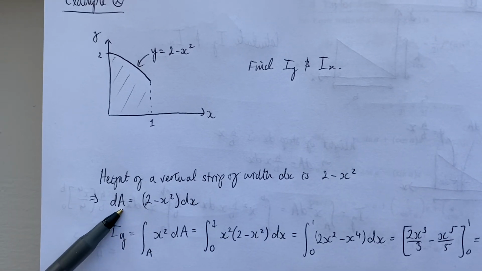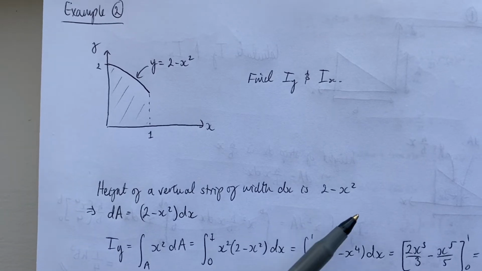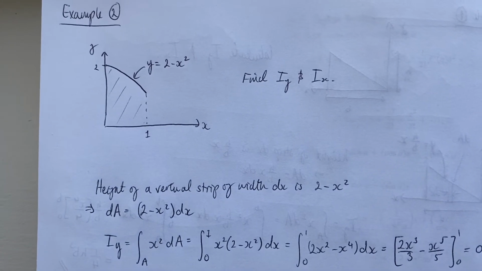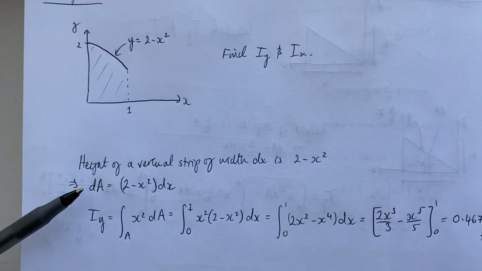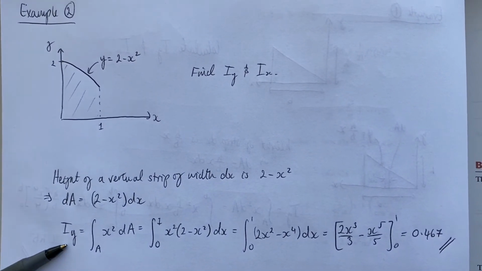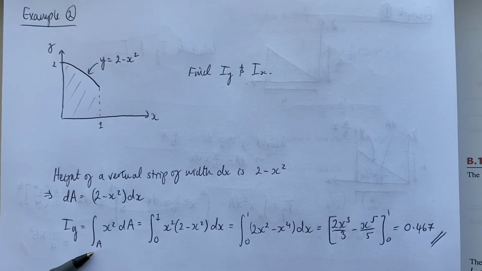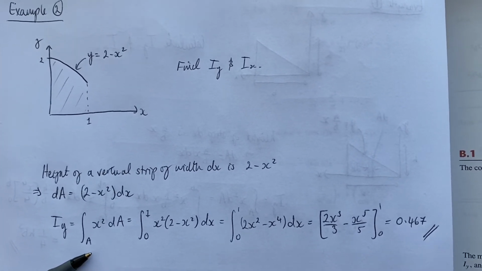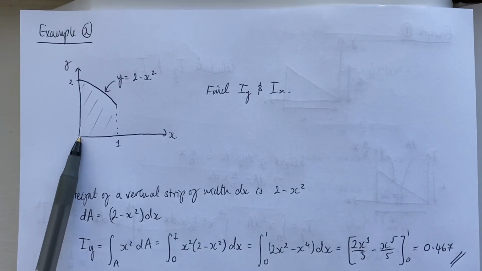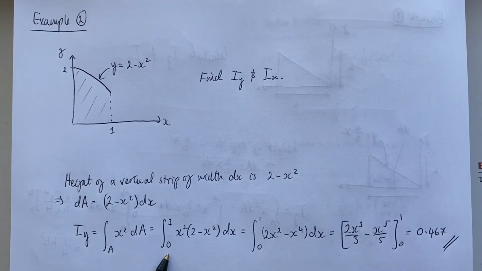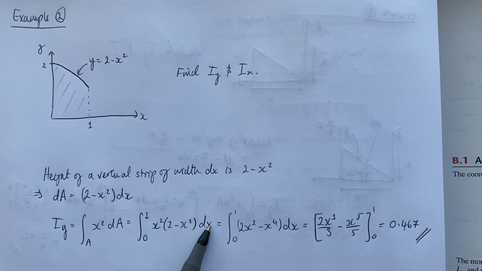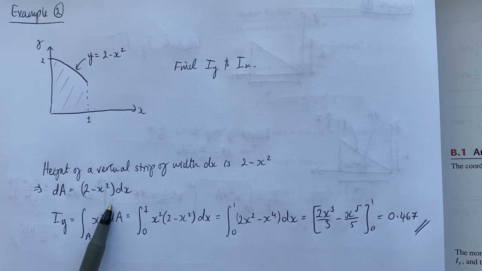So therefore the area of each of those little strips is just the height multiplied by the width of the strips, which is dx. And then we plug that into our formula for finding the moment of inertia about the y-axis as this integral equation. For the moment of inertia about the y-axis, we're dealing with distances along the x-axis, so we're integrating between 0 and 1 of x squared multiplied by dA, which we calculated here.